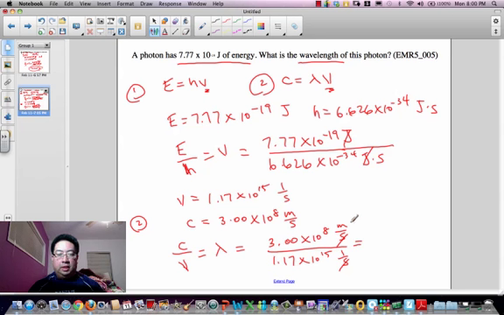So I know I put numbers in the right spot. And when we divide this, I get 2.56 times 10 to the negative 7th meters. Okay? And that's how you do that.